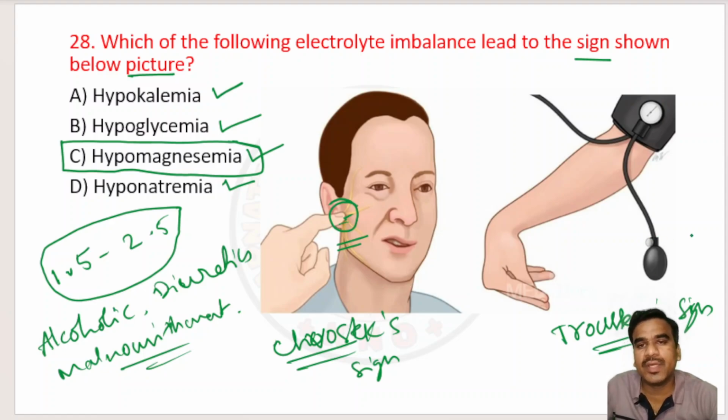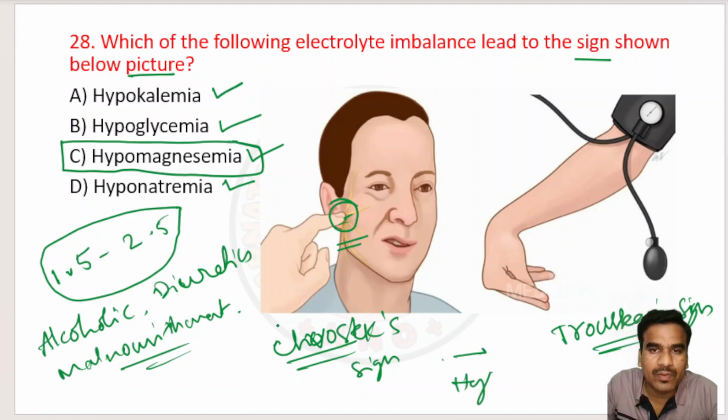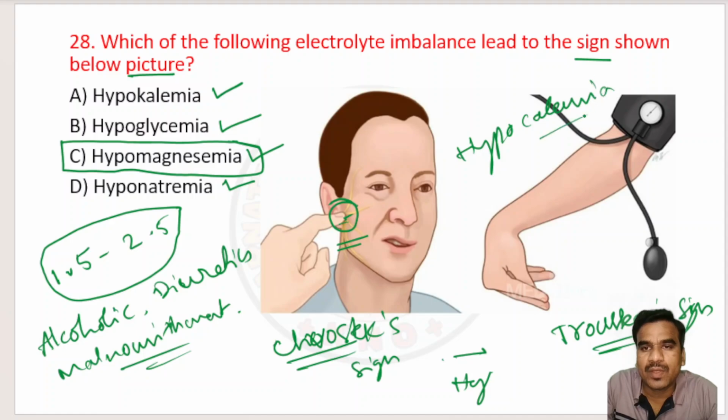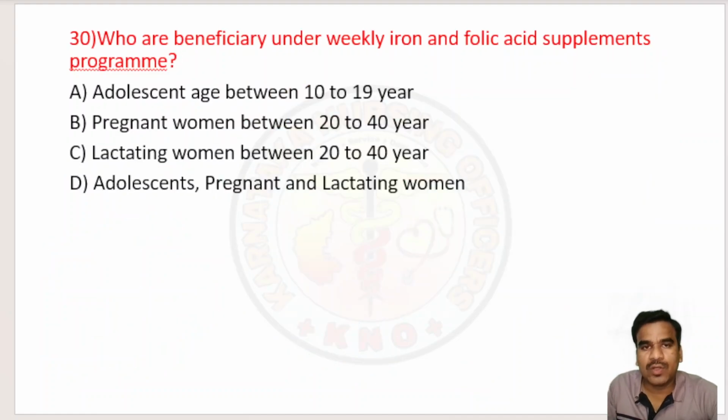And the Trousseau sign: we have to inflate the BP cuff more than the systolic pressure. When we inflate more than systolic pressure, we can see the carpopedal spasm like this. That is called the Trousseau sign. So these two are the classical signs of hypocalcemia. Hope you understood. Then we'll move on to the next question.